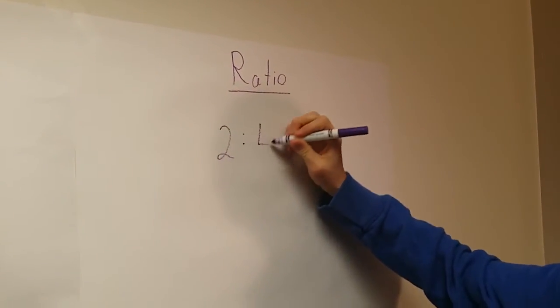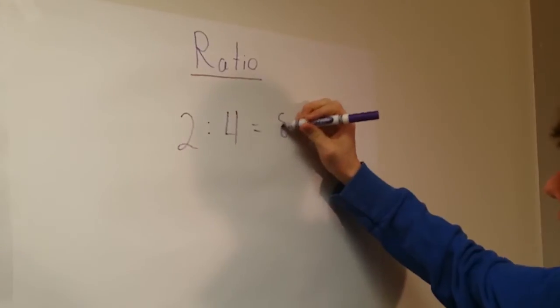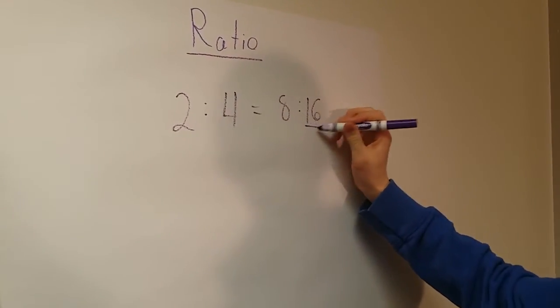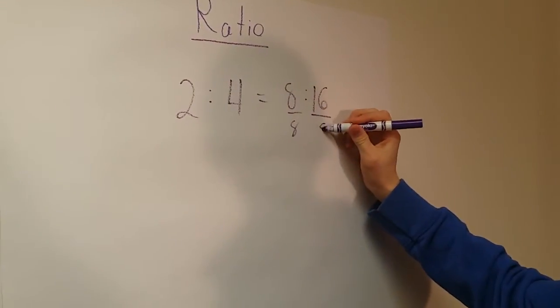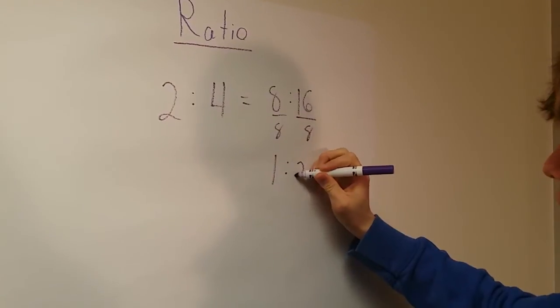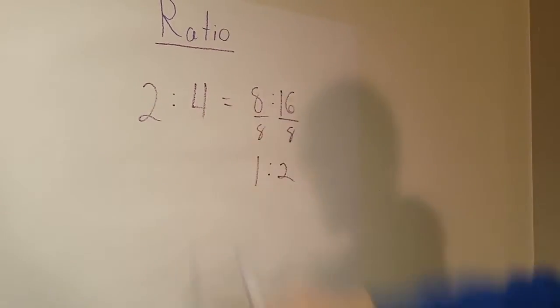And over here, 2 to 4 equal to 8 to 16. Simply reduce, divide them by 8. You also get 1 to 2, which is equal to 2 to 4.